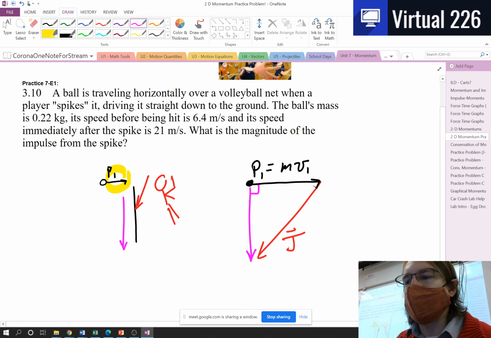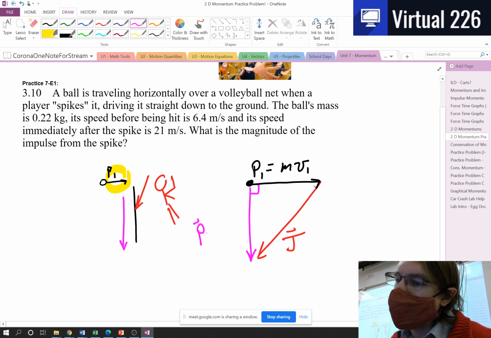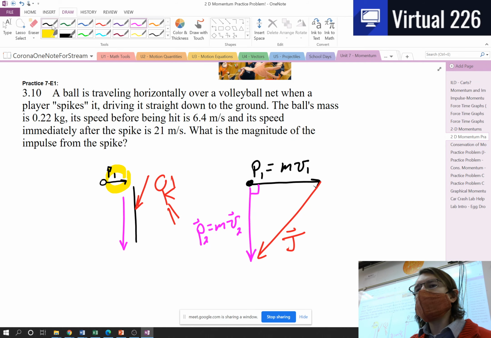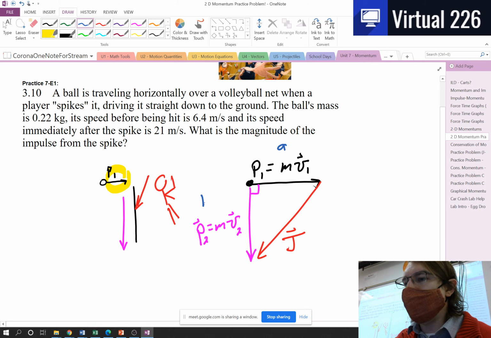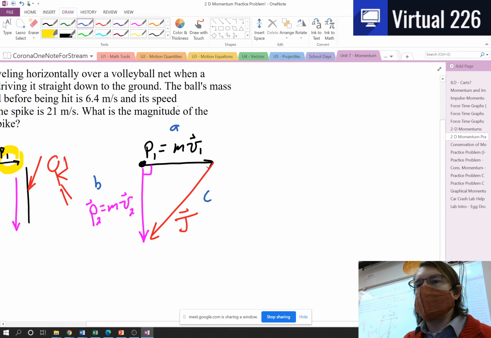It's a 90-degree triangle, which is very nice for us. And it's going directly down. And we can say that our second momentum here is a mass multiplied by a second velocity. So let's get these two momentums. And then since this is a nice right triangle, we can use a Pythagorean theorem with our two sides here, A and B, to solve for our hypotenuse, the impulse, which is side C. So let's go ahead and work through that.